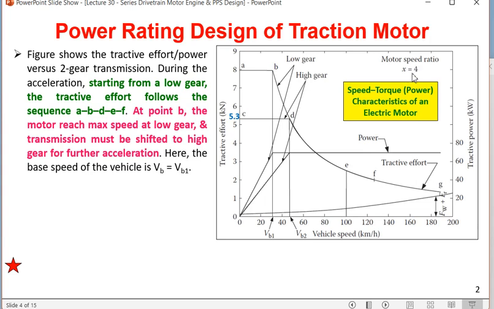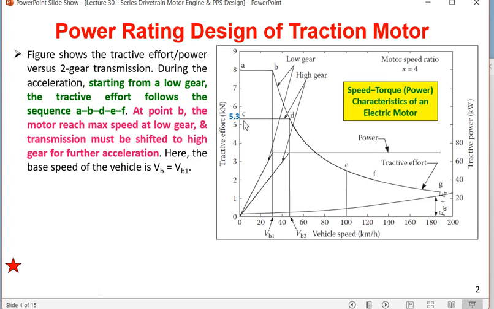How is it found out? This is a two gear system and the highest gear is the second gear, which has a base speed around 45 to 50. So the highest gear base speed, that is VB2, is around 45 to 50 km per hour, and the maximum speed is around 180 to 200. So 180 to 200 divided by 45-50 comes to around 4 as an integer factor. That is called the motor speed ratio, which is x equal to 4.